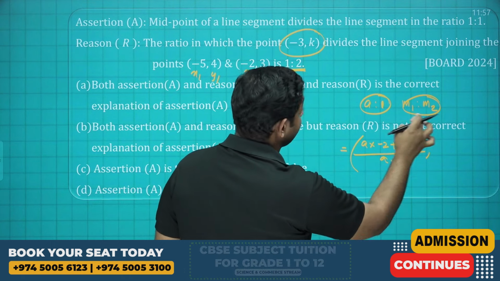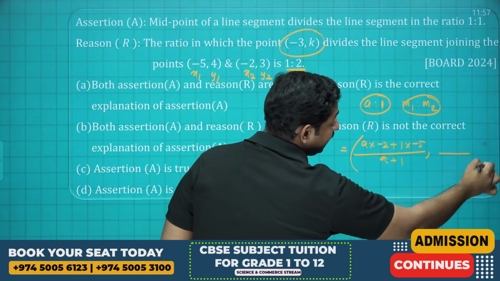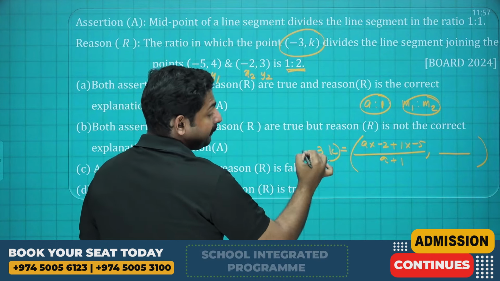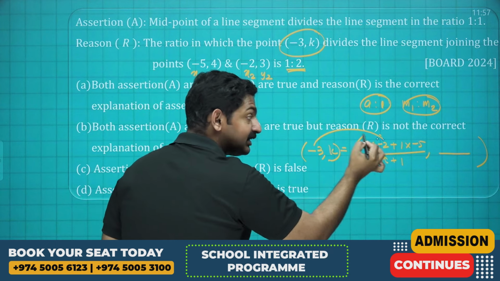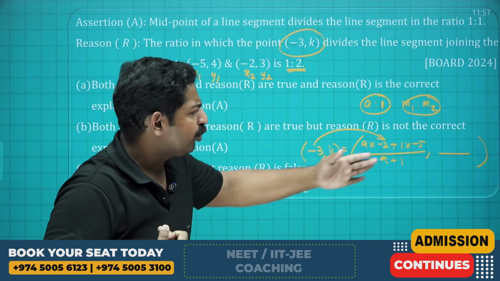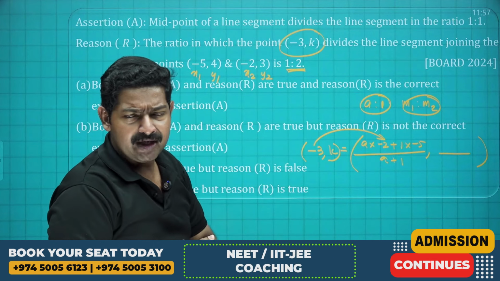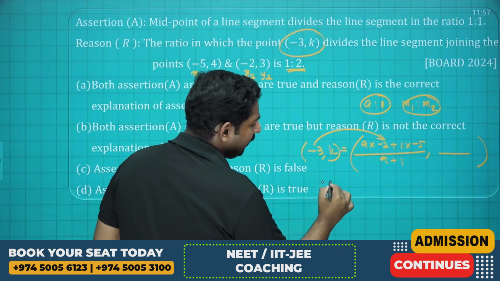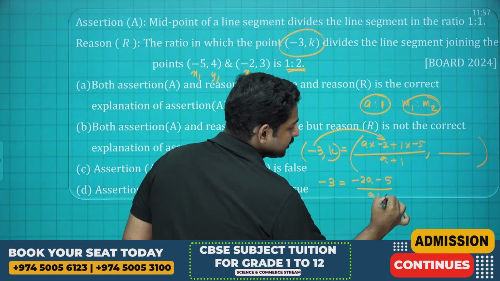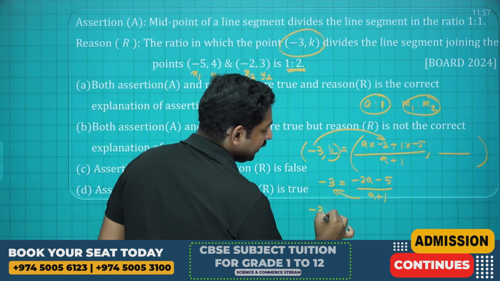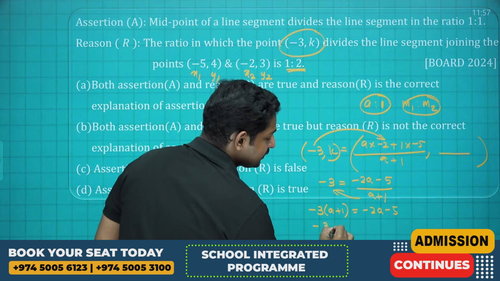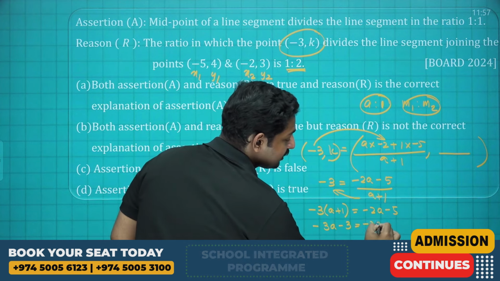And m1 y2, actually the second one is the y coordinate, right? That you can do, but here the point of division is given as -3 comma k. Here we need to equate only the x coordinates to get the ratio. So no need to do the y coordinate. So we can equate these. -3 is equal to -2a minus 5 by a plus 1. If you cross multiply, you will be getting -3 into a plus 1 is equal to -2a minus 5. That is -3a minus 3 is equal to -2a minus 5.